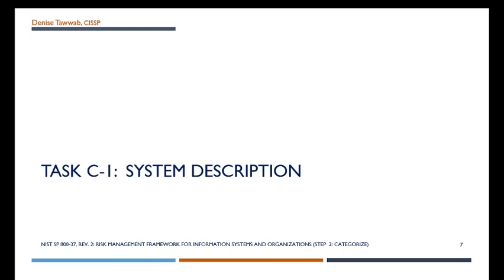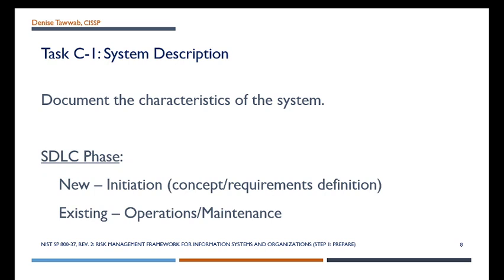So task C1, and remember in this publication, each step, the tasks are given a unique identifier, an alphabetic prefix in front of the number. So for categorization, it's going to be C. So C1, C2, and C3. In the prepare step, the tasks were P1, P2, P3, and all the way up to P18. So C1 is system description. In this task, you document the characteristics of the system that you're getting ready to secure.